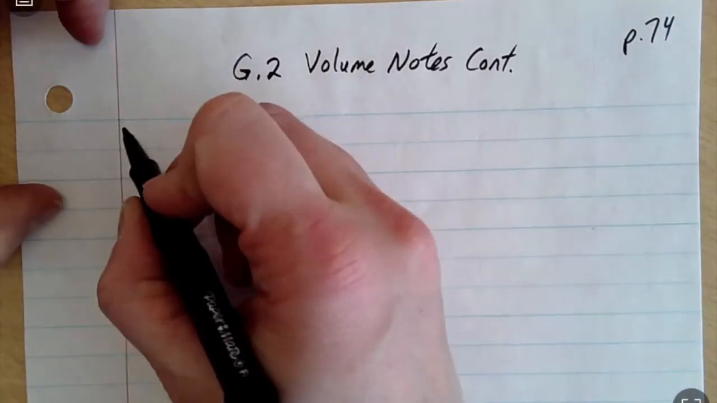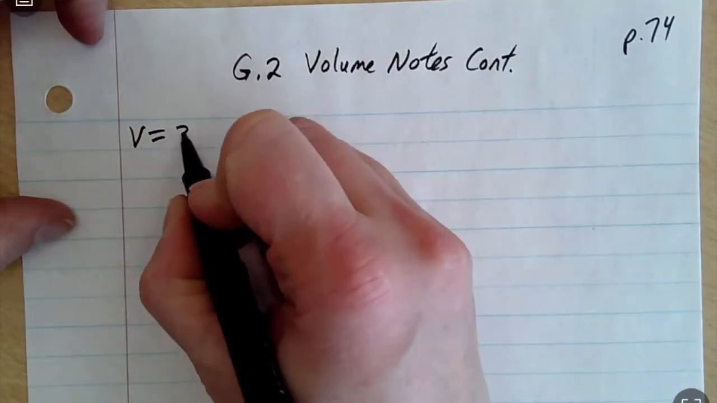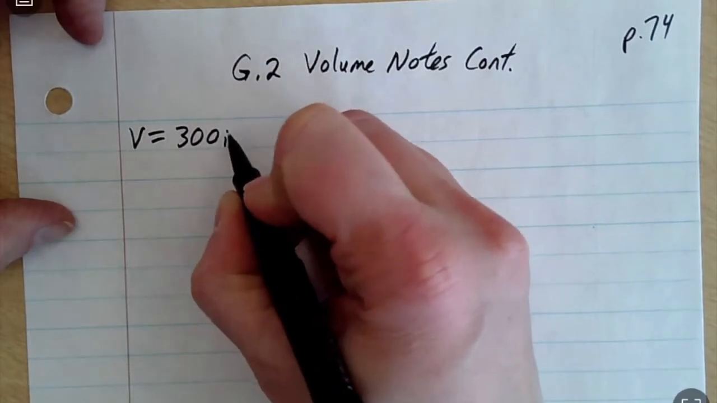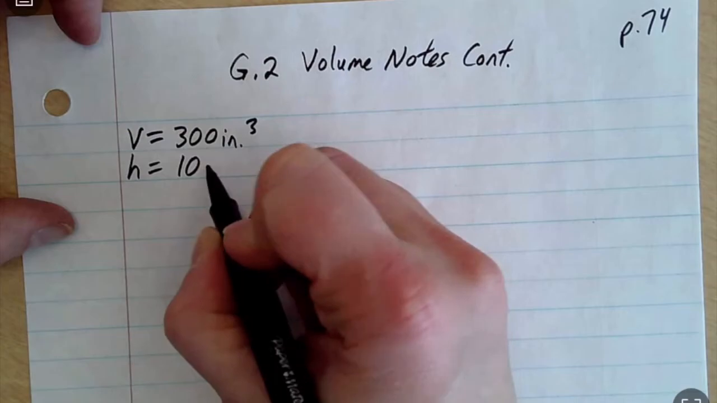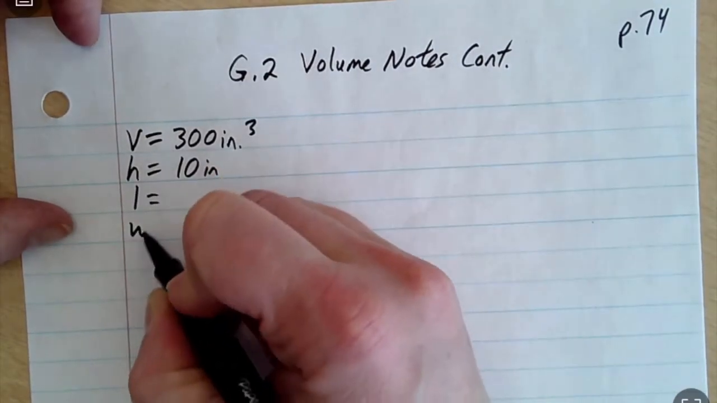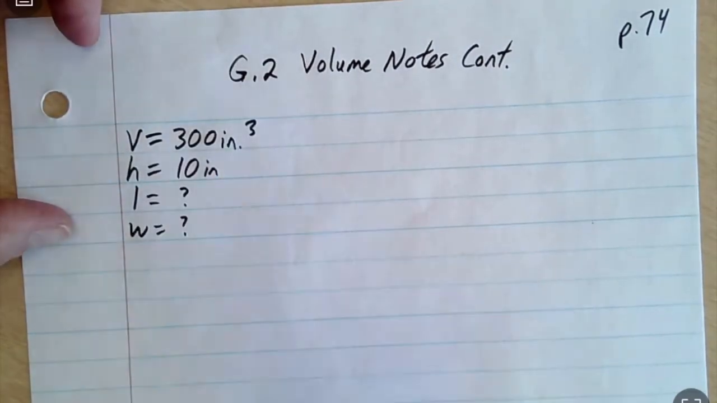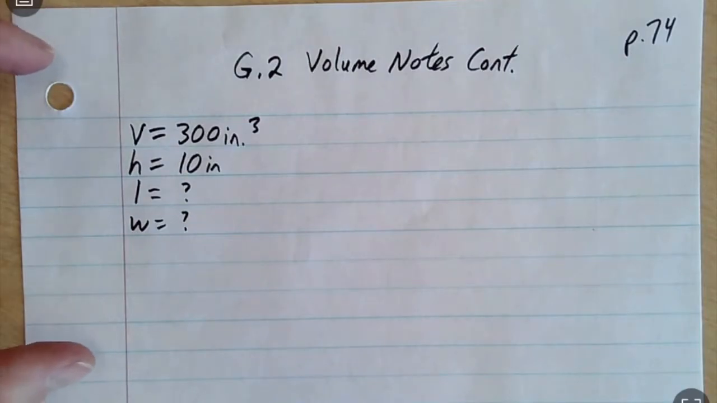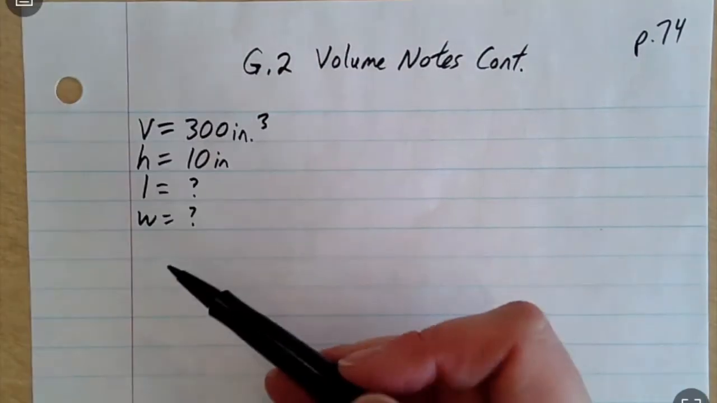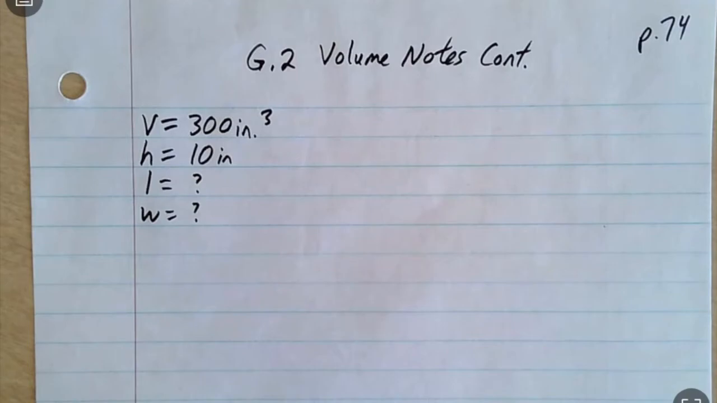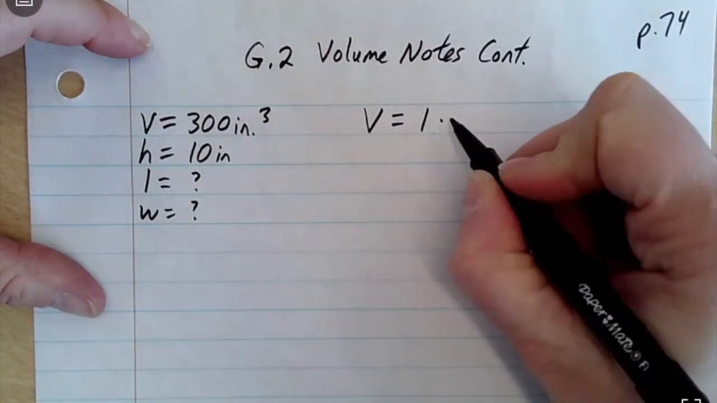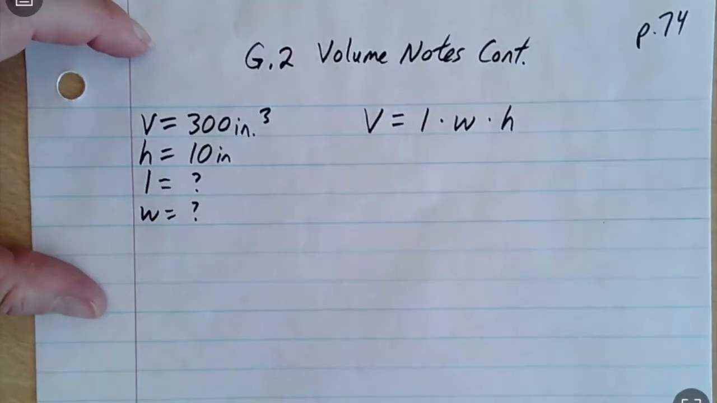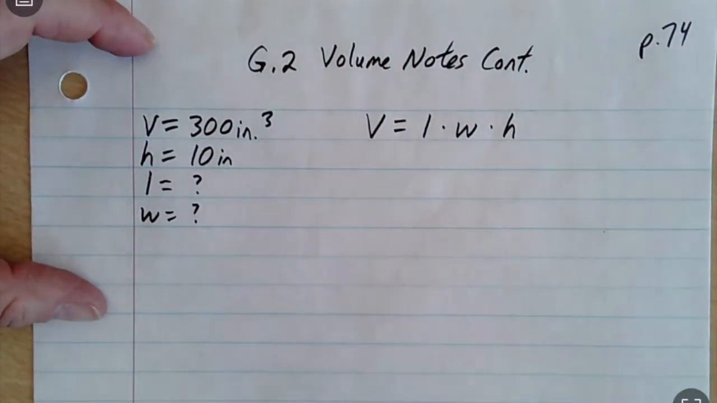So what if I give you a volume and I say it's 300 inches cubed? I give you a height, and I say the height is 10 inches. What could your length and width both be to make this work? And we have to think about the volume formula. We know that if you take length times width times height, that's how we get volume. So if we write the volume equals length times width times height, I really think writing the formula out and then filling in the blanks is really helpful.